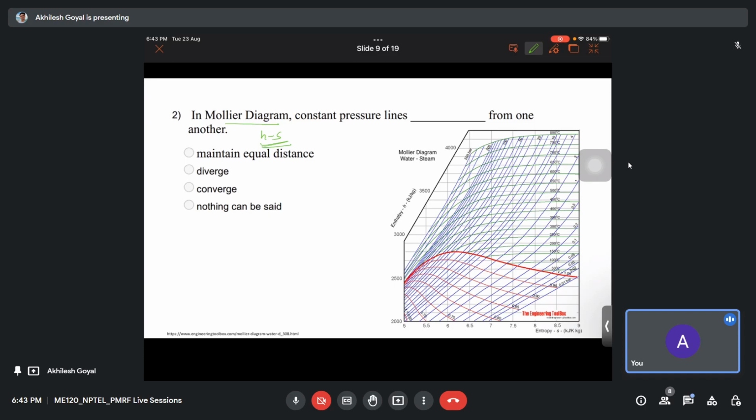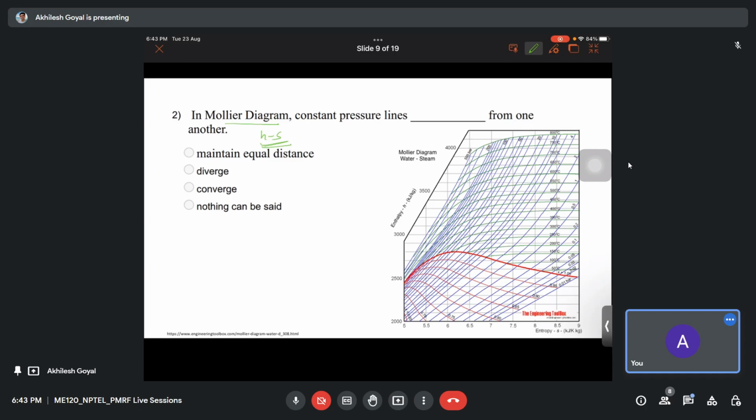The second one is green lines. These green lines are constant temperature lines. And then the third one is red lines, and these red lines are constant steam quality lines. And this dark red line is the saturation line. Now we are asked, in Mollier diagram, constant pressure lines from one another, what happens? Do they converge, do they diverge, or are they parallel?